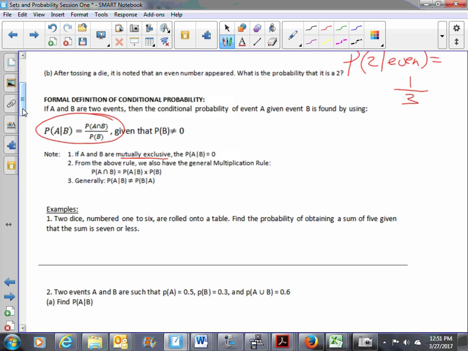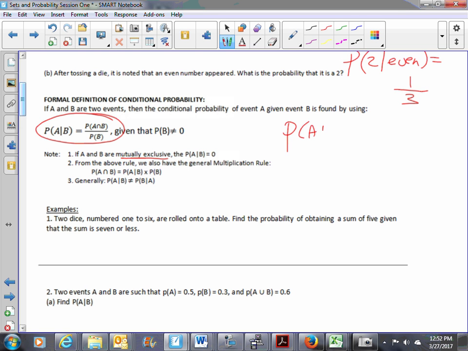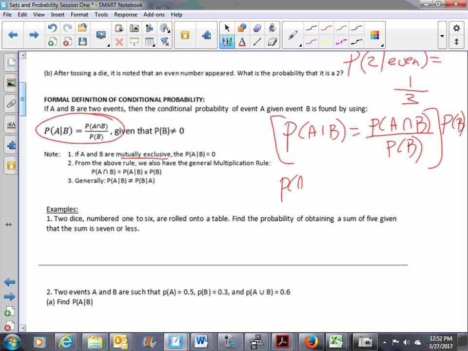Now, from the above rule, we can also use the general multiplication rule. The probability of A intersect B is equal to the probability of A given B times the probability of B. Let's take a look at it. If we have probability A given B equal to the probability of A intersect B over the probability of B, and we multiply both sides of this equation by the probability of B, notice on the left-hand side we have probability A given B times the probability of B, which is equal to the probability of A intersect B.